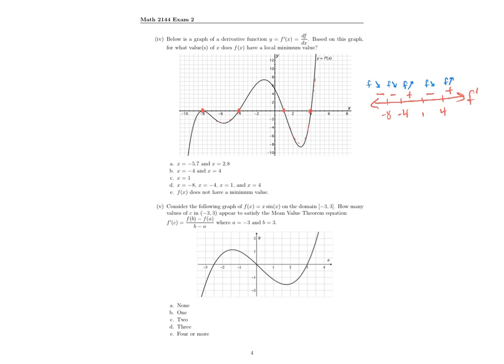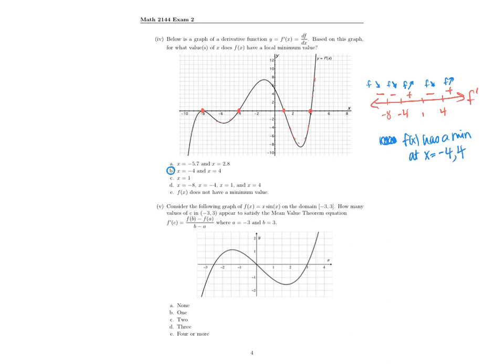So the question asks, for what values of x does f have a local minimum? I can see that at -4, to the left it goes down, and to the right f goes up. So in other words, I can say f of x has a min at x equals -4 by the first derivative test, and also at 4 by the first derivative test, because I can see that to the left of 4, f is decreasing, and to the right of 4, f is increasing. So those are my answers, so that's B.